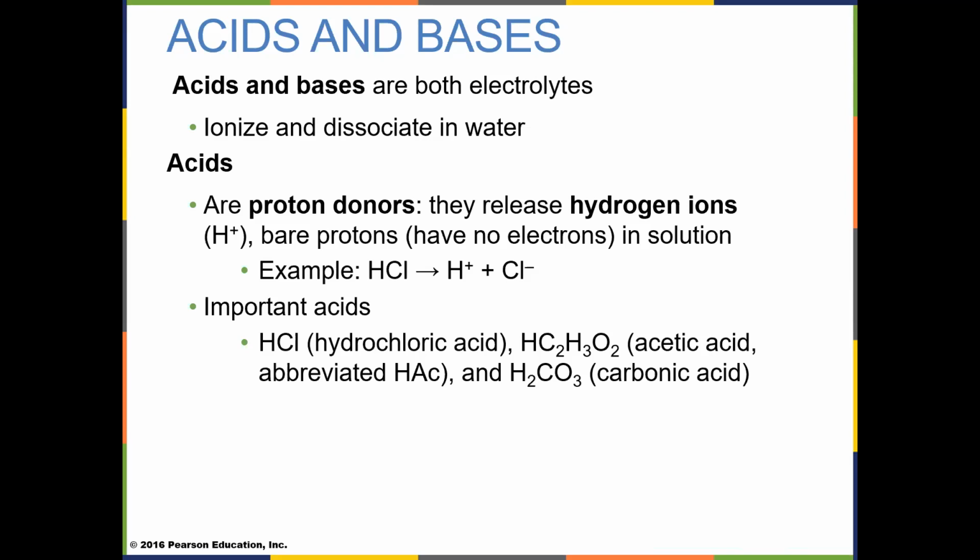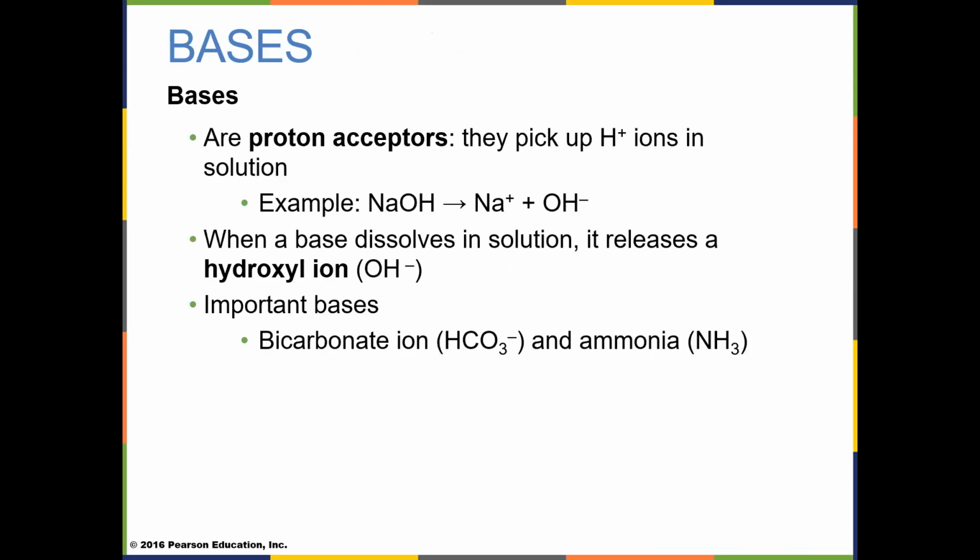Carbonic acid, H2CO3, is what gets formed when carbon dioxide and water combine in our plasma. We form carbonic acid, a very, very weak acid. Still a proton donor. That's what acids do. They donate protons. Carbonic acid is a very weak acid, but it's still an acid. Bases are proton acceptors. They grab hydrogen ions out of solution.